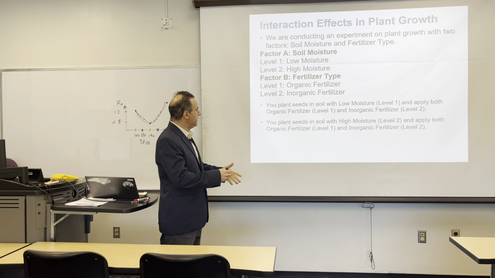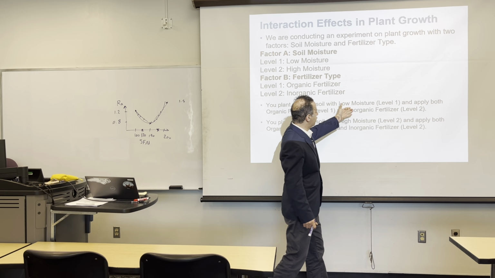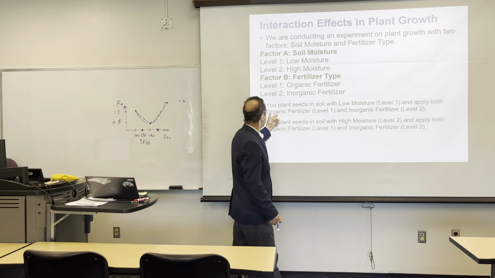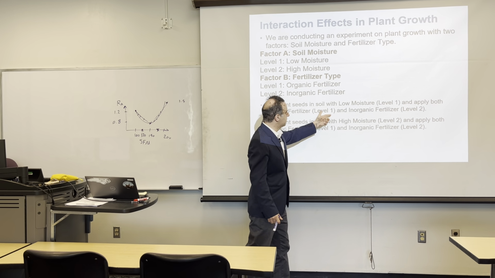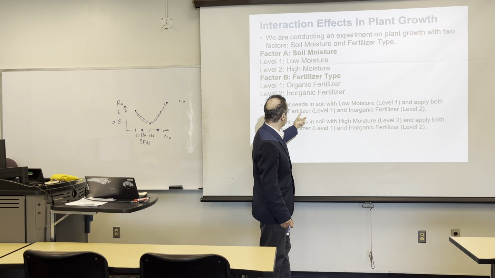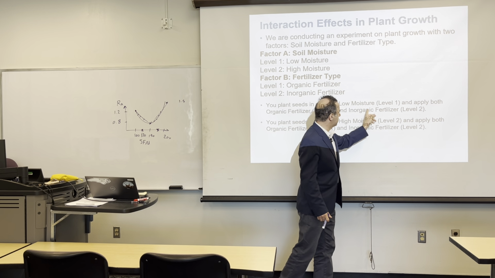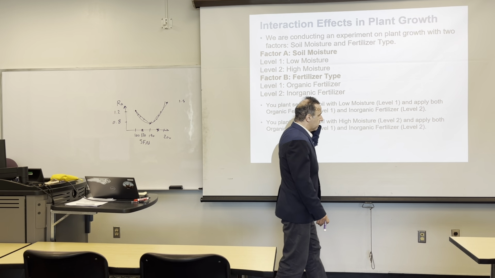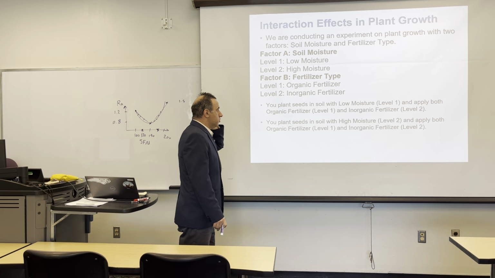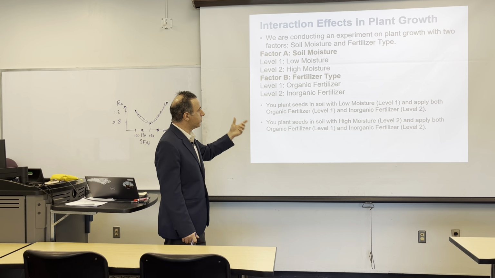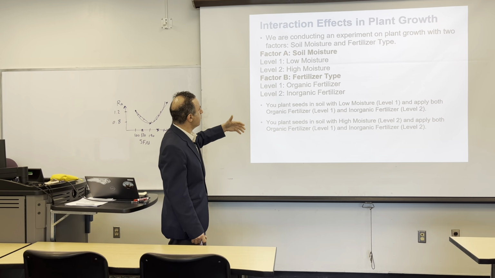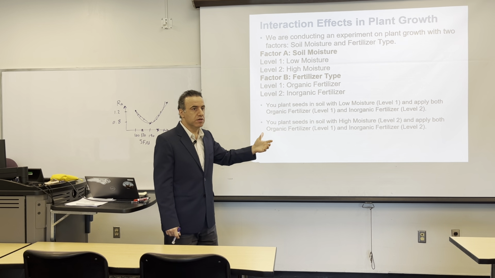Then you plant the seed in the soil with the low moisture, and then apply both organic fertilizer, that's going to be level 1 for the fertilizer, and inorganic, so that's going to be level 2. So you need to test this experiment 4 times, to make sure we have all the combinations, right?